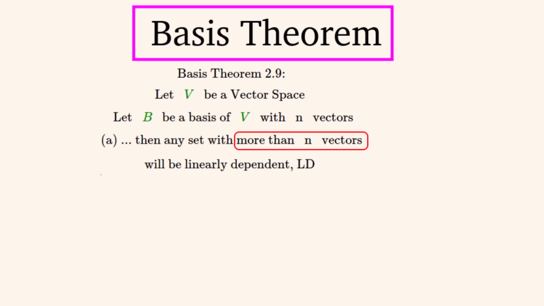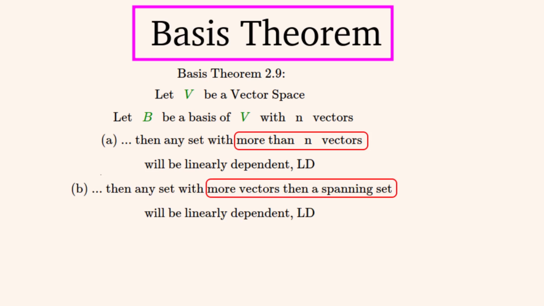In part A, we'll prove that any set of vectors that is a subset of V and that has more than n vectors is linearly dependent, which I'll write as LD. This means that one of the vectors can be written as a sum of the other vectors in this set. Then in part B, we'll expand this to say that any set with more vectors than any spanning set will be linearly dependent. This may be obvious, but if you want another theorem to use this, it would be better to prove it now, because this would avoid confusion in the proof.